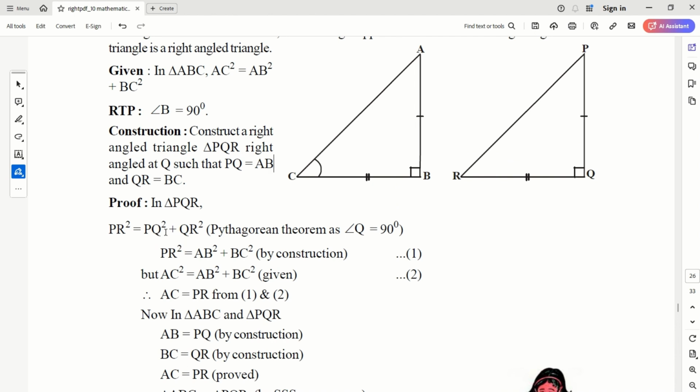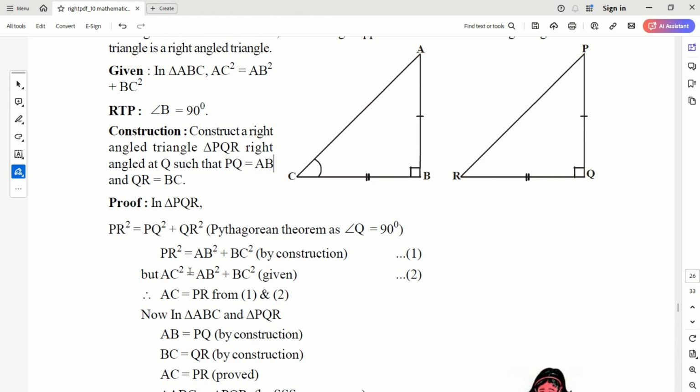But PQ is nothing but AB, QR is nothing but BC. So AB square plus BC square equals PR square, right? By construction. Okay, now it is given that AC square equals AB square plus BC square. That means PR and AC are same basically, right? AC equals PR.